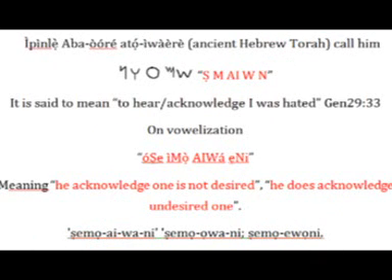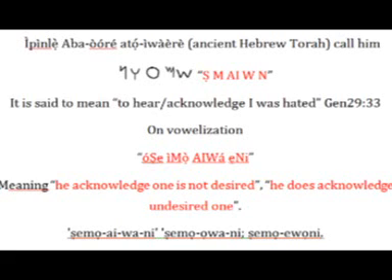Now thank you. This is the second son of Jacob, also a tribe in Israel. This is Simeon. We call him Simeon, but the ancient Hebrew Torah writes his name this way. Now this is it as Sh-M-R. It is said to mean to hear or to acknowledge that I was hated. That is, God acknowledged that she was hated, that Jehovah did not like her.